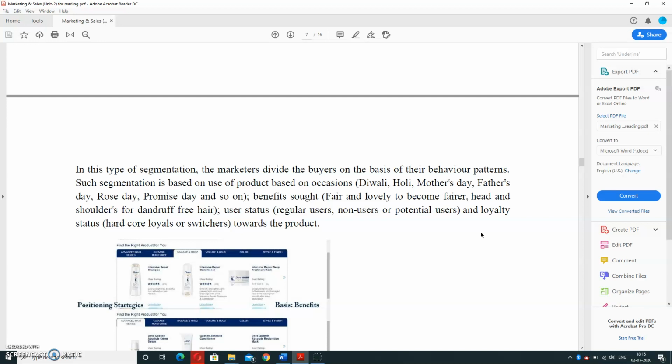On a specific occasion, some companies produce specific products. So they will divide the market on Deepavali, how much percentage of people will prefer your company's product. This is the concept of behavioral segmentation.